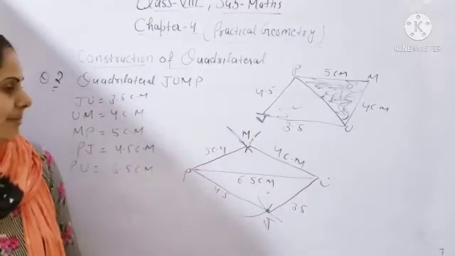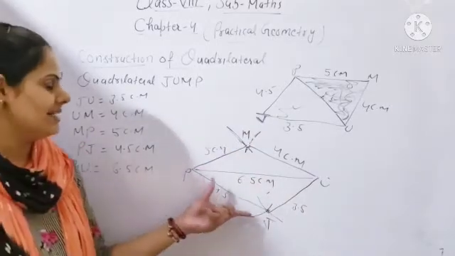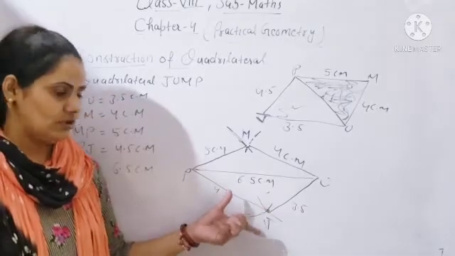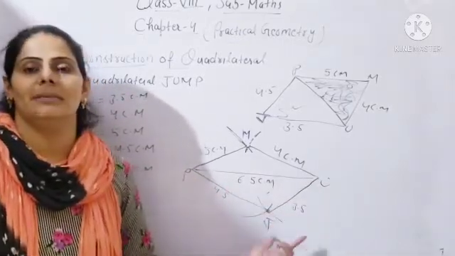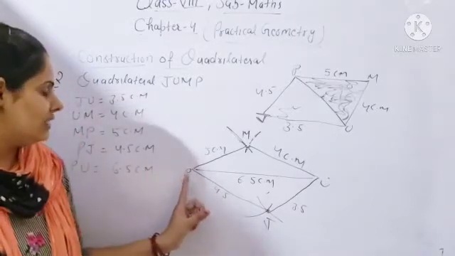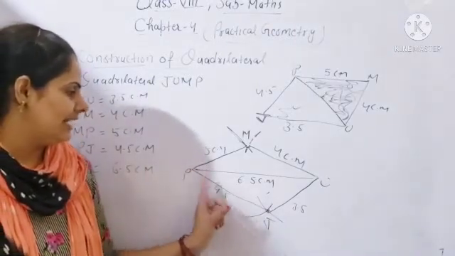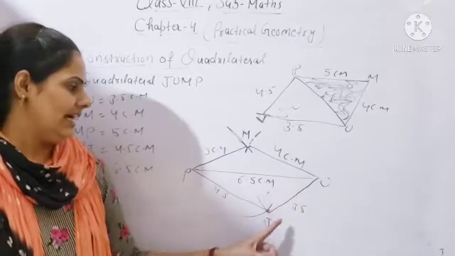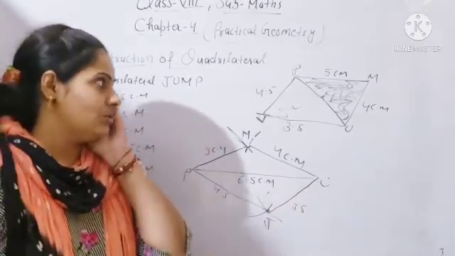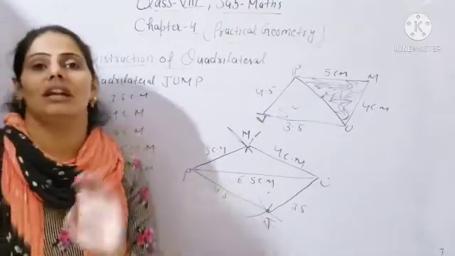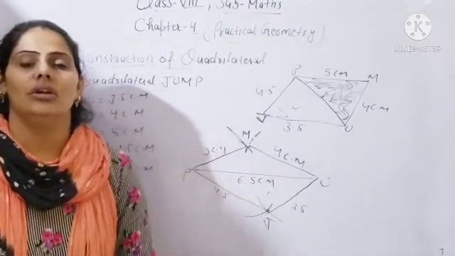Clear? Now next step, from point P, you will open your compass 4.5 centimeter and draw the arc. And from point U also, you will open your compass 3.5 centimeter and draw the arc. After that, join the line segments PJ and UJ. Clear? Now you can write, this is your required quadrilateral JUMP.